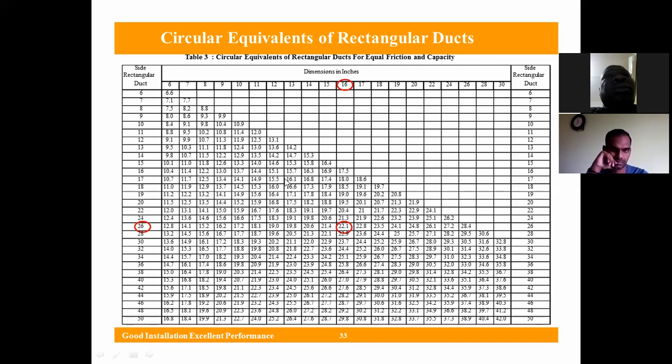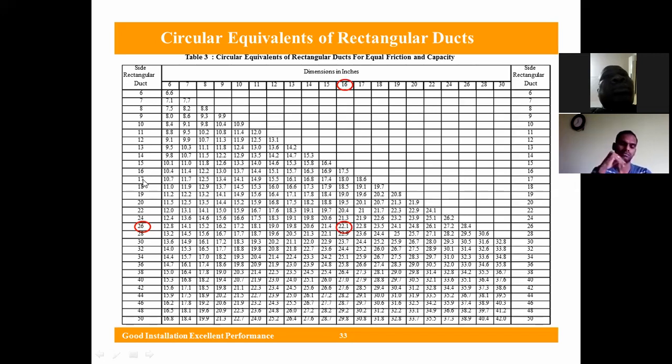Right, 16 is there. But still 16.08, this is closer, right? 16.1 is closer, right? So better you choose 16.1. So better you choose 17 into 13. 17 into 13 is the rectangular duct dimension, because this is the closer one. If you go to the next column, there is no 16.08 near value. If it is 16.8, then it comes to 16.3. So better you choose this one, 16.1.